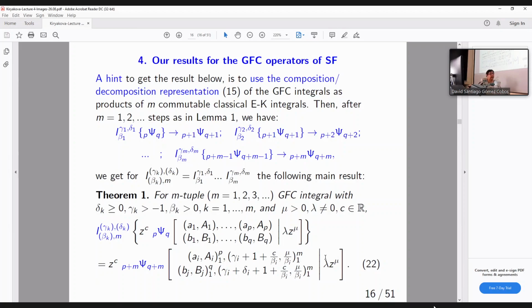the generalized fractional integral of a p psi q function, where we also have an arbitrary variable lambda and zeta to the power mu and some additional multiplier here. The generalized fractional integral is the same kind of function exactly, but p and q are increased by m. And always we know this, we can check if the result is true or incorrect, if there are some mistakes in evaluation.